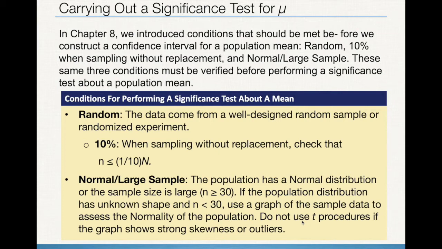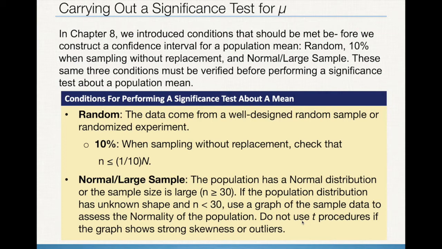And so in this case, we are going to first and foremost shift to t distributions. We do that because we don't have the population standard deviation. But beyond that, what are we looking for? Well, we're looking for skew, or we're looking for outliers.